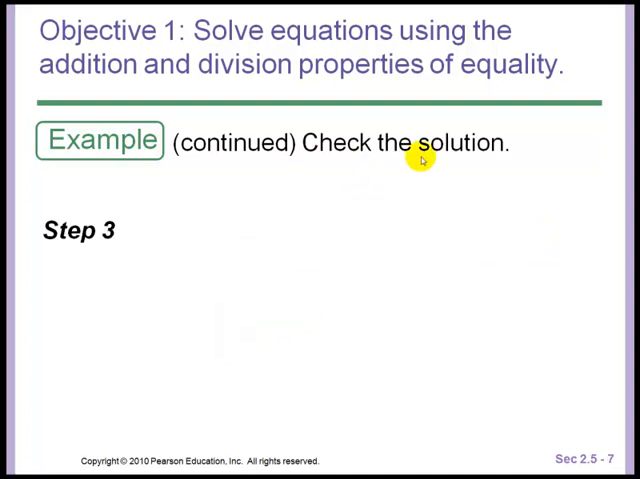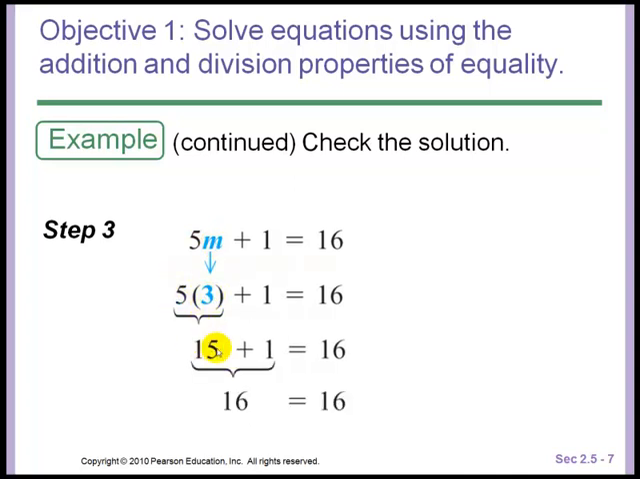Lastly, we need to check the solution. We are going to replace the m with our solution of 3. Then check it. 5 times 3 is 15. 15 plus 1 is 16. Note, this is just your check. The solution was 3. Your answer is 3. This is just checking to see if your answer worked.